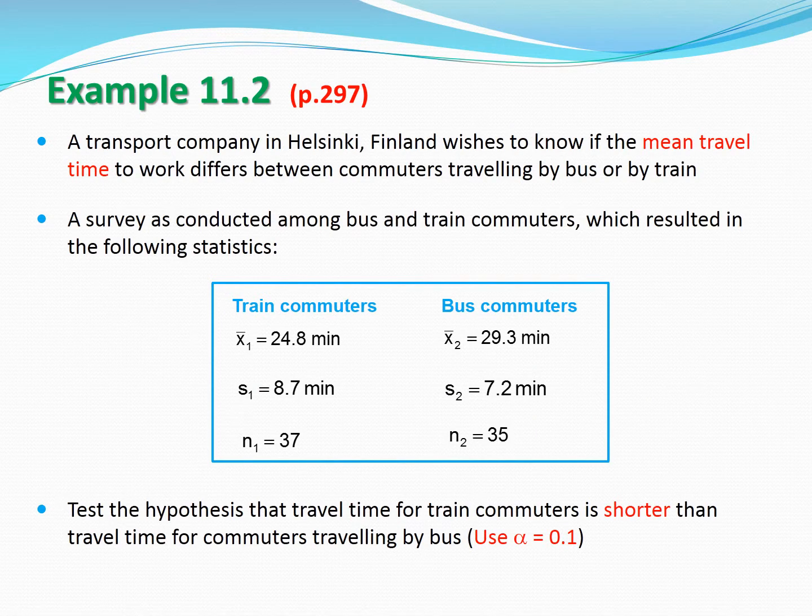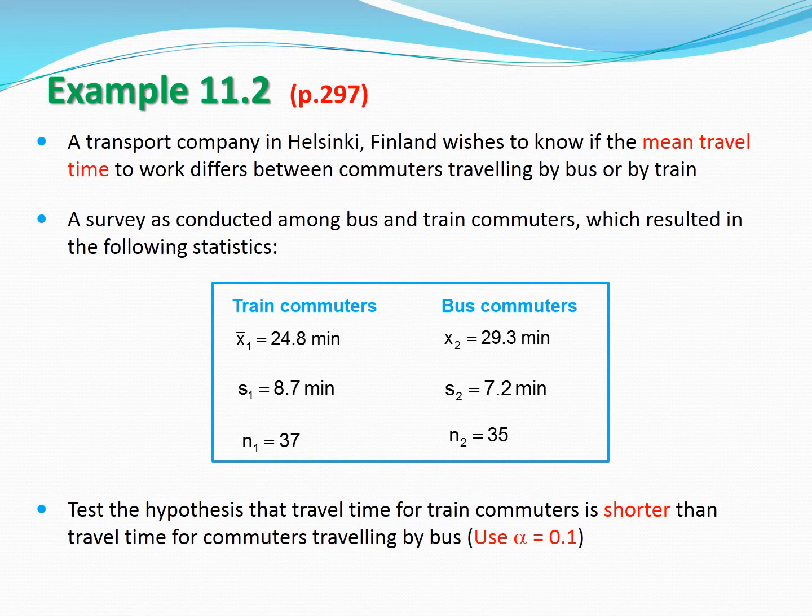In example 11.2, they give you the descriptive statistics for a survey conducted among two types of commuters. So these were the values for the train commuters and these were the values for the bus commuters. So again, your sample standard deviation was given and not the variance. So we will need to square those values in our test statistic.